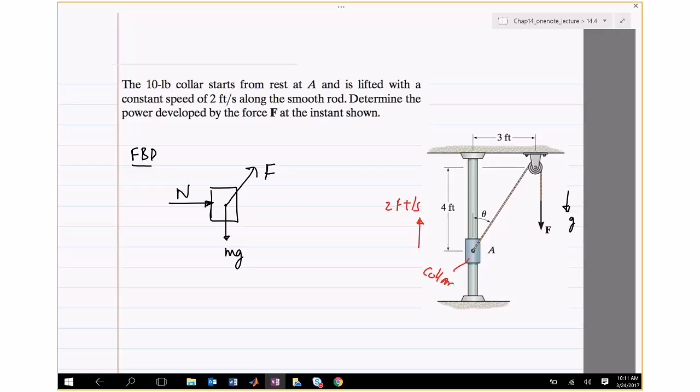Is there a force in the y direction, the upward or downward direction here? No, because there's no friction. If there was friction, yes, you would have had to put it there.